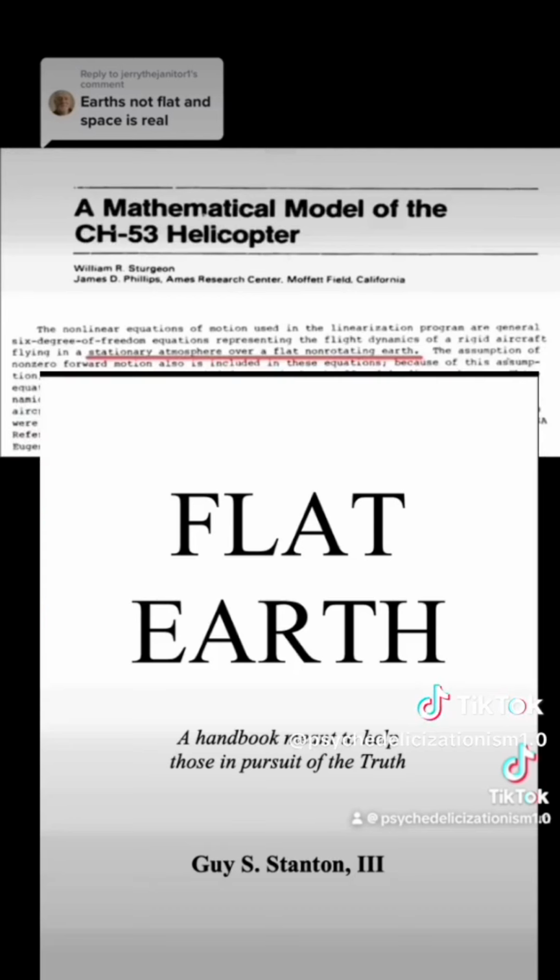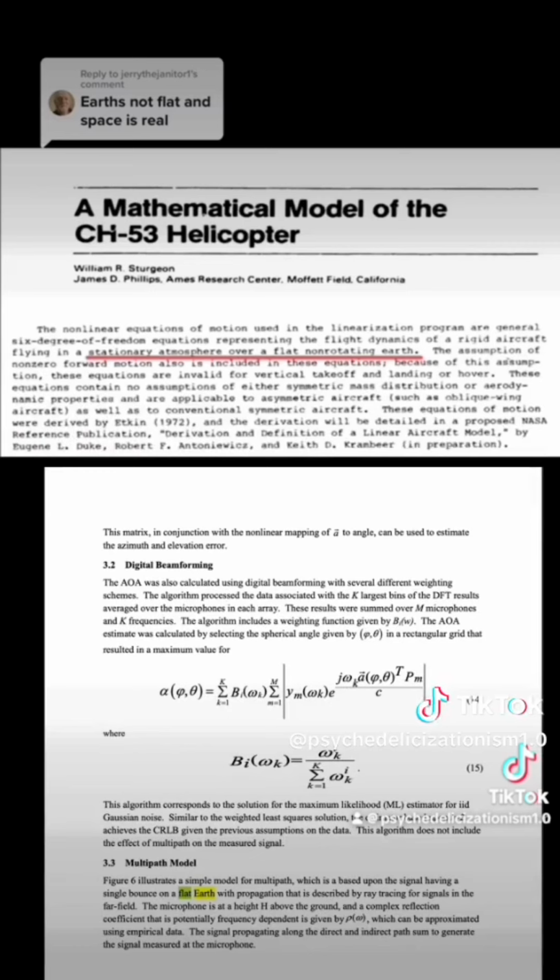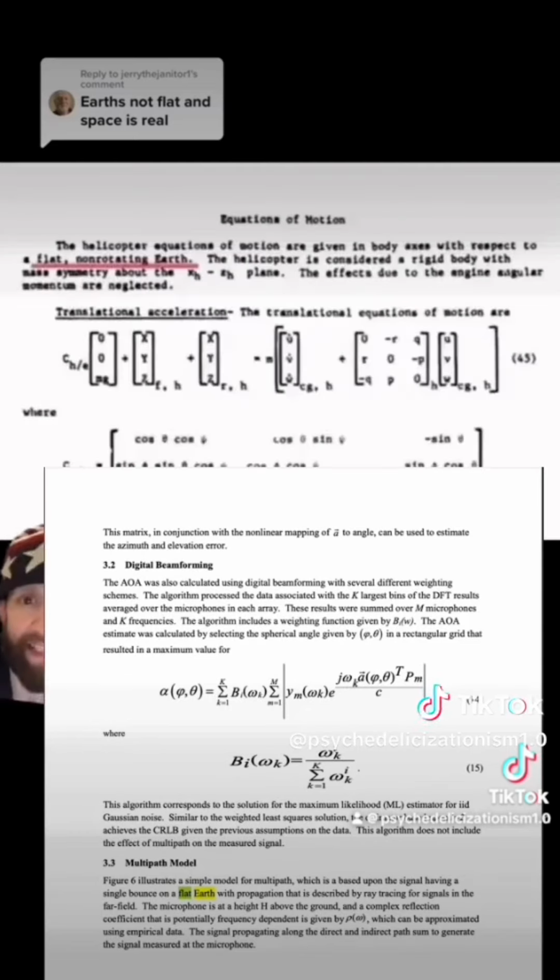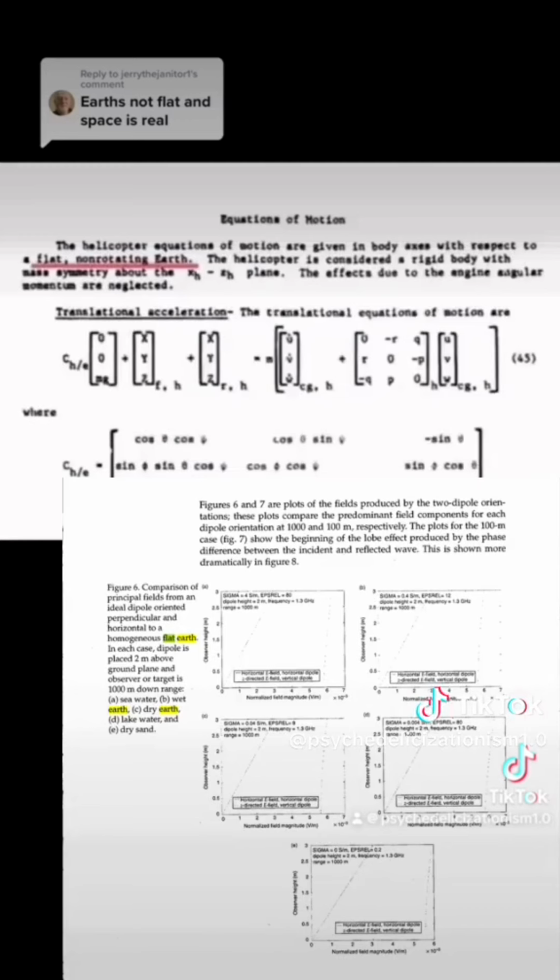NASA document on the mathematical model of the CH-53 helicopter. The nonlinear equations of motion used in the linearization program are general 6 degree of freedom equations representing the flight dynamics of a rigid aircraft flying in a stationary atmosphere over a flat and non-rotating Earth. NASA documentation on equations of motion. The helicopter equations of motion are given in body axes with respect to a flat and non-rotating Earth.